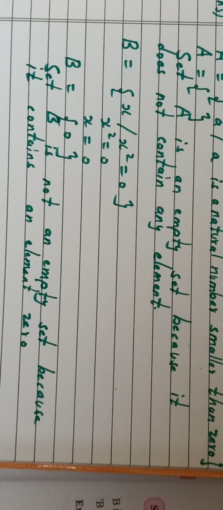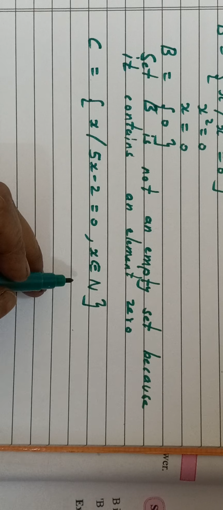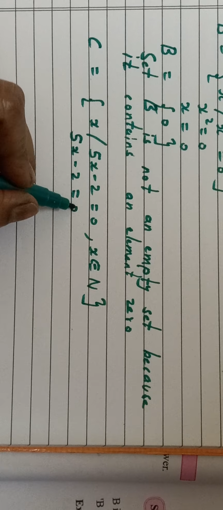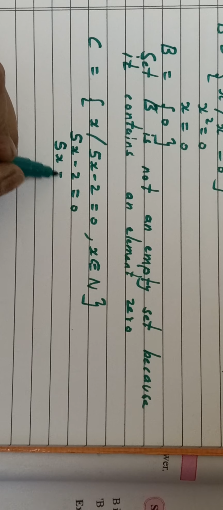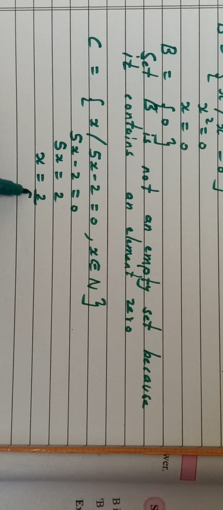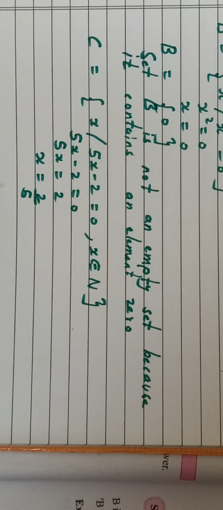Okay. So now the third one is also very easy. Now in the third one, see, x belongs to natural numbers, and they have given 5x minus 2 is equal to 0. So we will solve. So 5x is equal to 0 plus 2, that is 2. So x is equal to 2 by 5. Now you tell me, is 2 by 5 a natural number? Because x belongs to natural numbers, and 2 by 5 is not a natural number. 1, 2, 3, 4, 5, 6, it is a rational number.